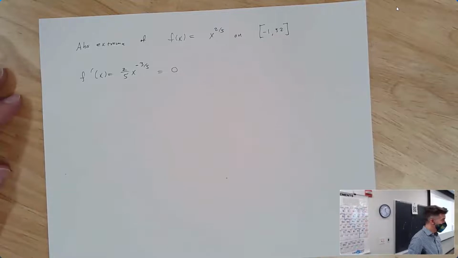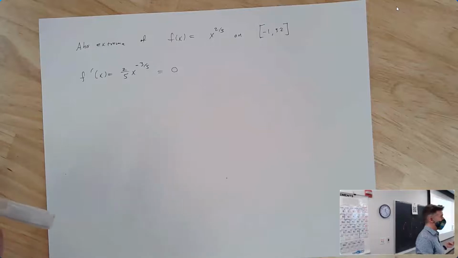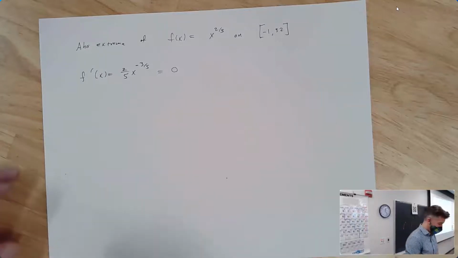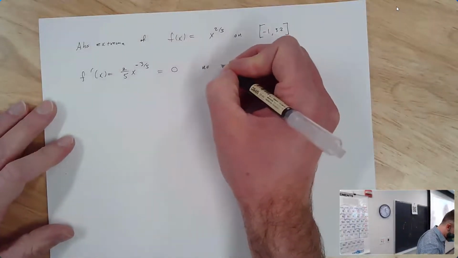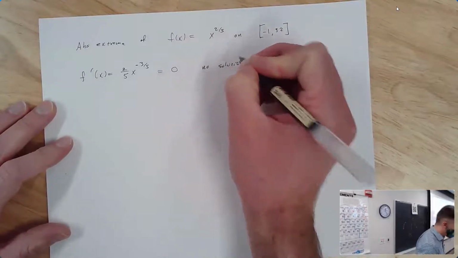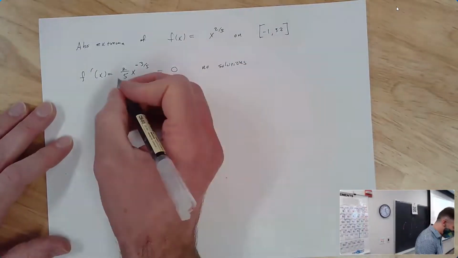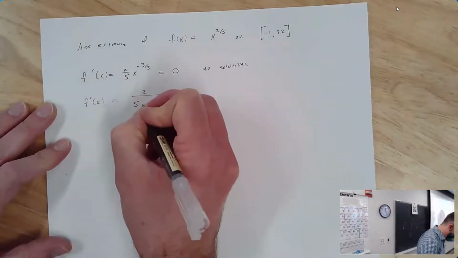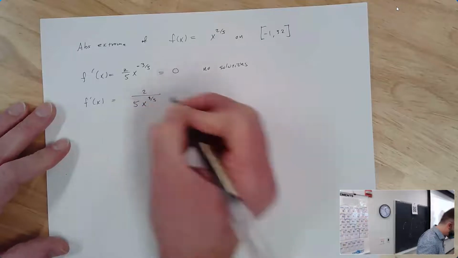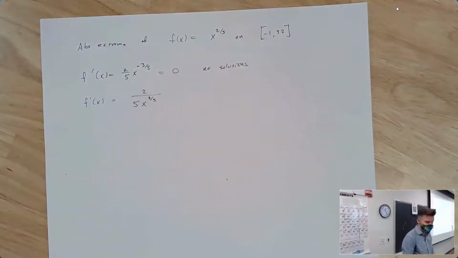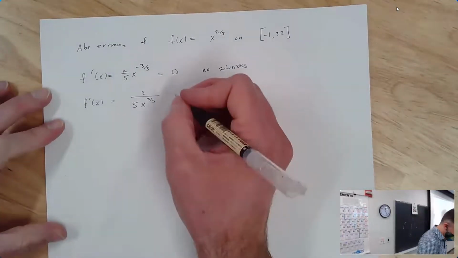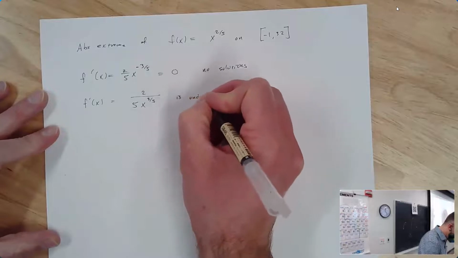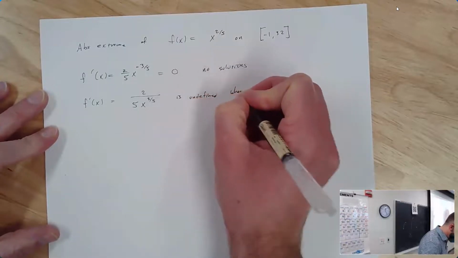If you plug in 0, it's undefined, which is fine. Like we want that point too, but I just want to make it super extra clear that, right, this has no solutions. It might be easier to see if you wrote it as 2 over 5 times x to the +3/5, like that. Then it's a little more obvious that, oh yeah, there's no way this expression can ever actually equal 0, but it can certainly be undefined when x is equal to 0.